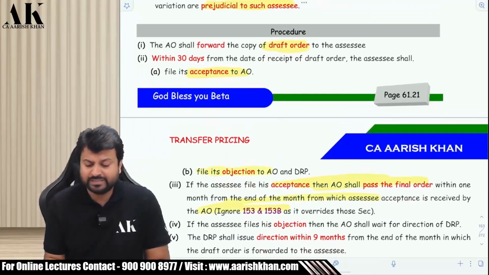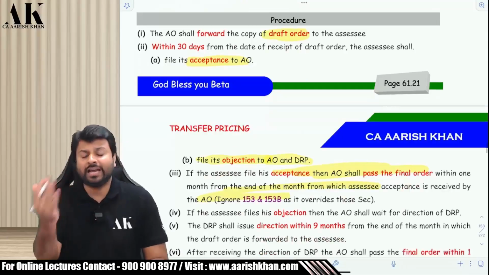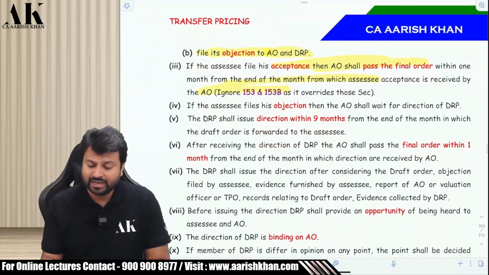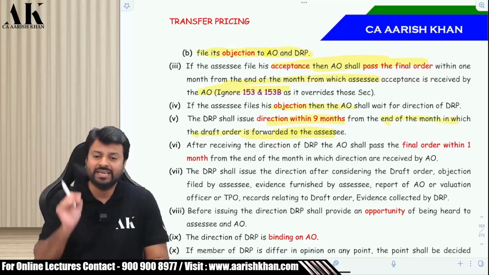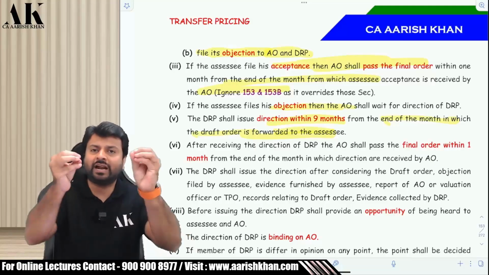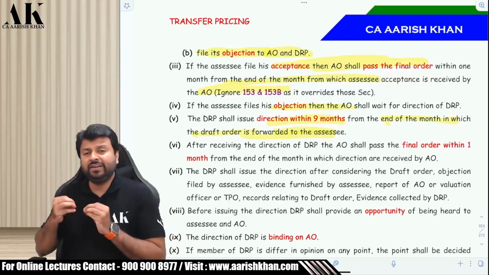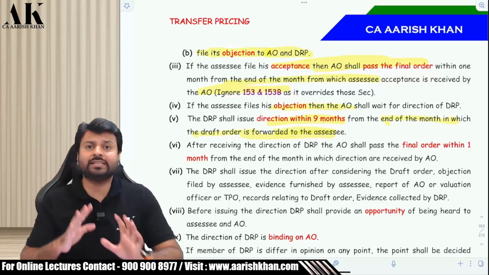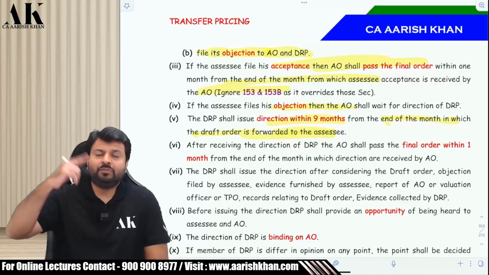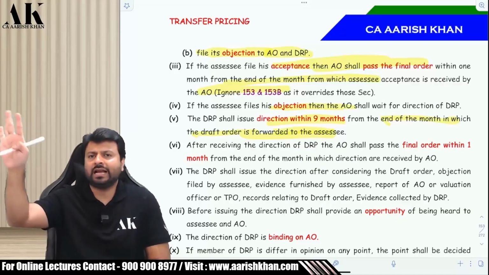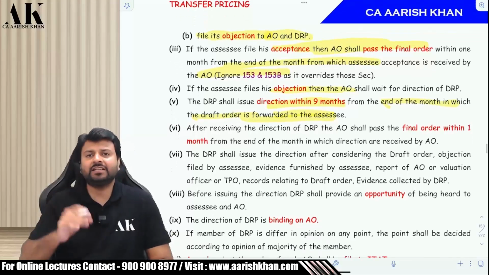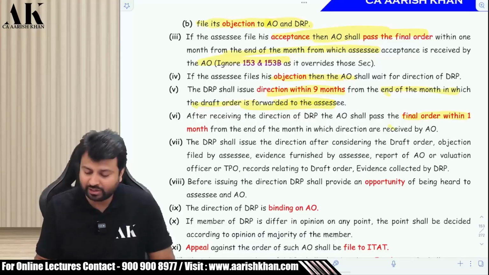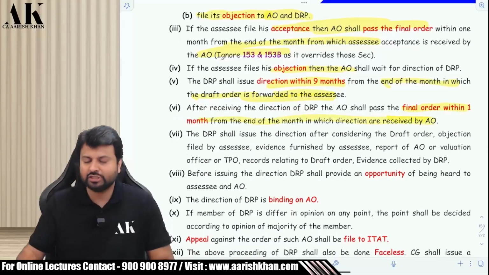But if the assessee objects to that draft order, then the matter will go to DRP, and then DRP will pass the order. The AO has to wait for the directions of the DRP, and DRP will pass the directions within 9 months from the end of the month in which the draft order was forwarded to the assessee. So there are two possibilities. You give the draft order and the assessee accepts it. If he accepts, then you close the order. If he does not accept and objects, then he will tell the AO that I do not accept your draft order, I want to go to DRP, and DRP will pass the direction within 9 months. And after the DRP passes the direction, the AO will pass the final order within 1 month from the end of the month in which the directions are received by the AO.